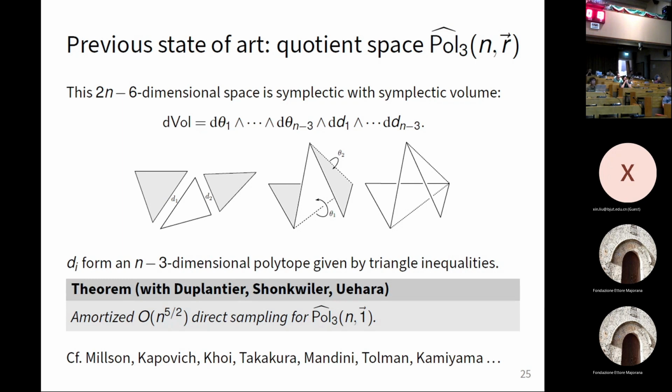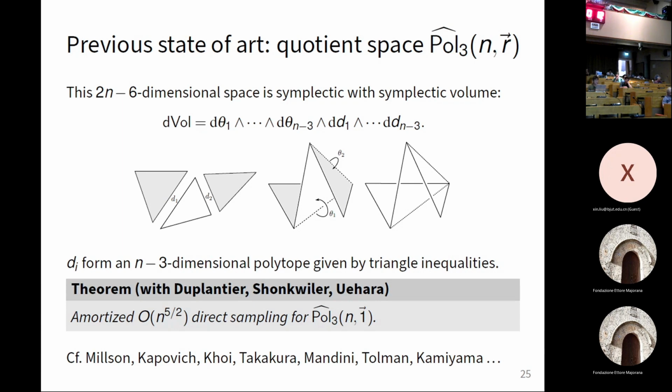Minus 3 more because you took the quotient by SO(3), which is a 3-dimensional group, is a 2n minus 6-dimensional space. And in fact, this 2n minus 6-dimensional space has action-angle coordinates. There are n minus 3 angles and n minus 3 corresponding actions. And they're beautiful. The conserved quantities, if you triangulate the polygon, are the lengths of the diagonals in the triangulation. The angles are the dihedral angles as you fold the triangles around those diagonals.